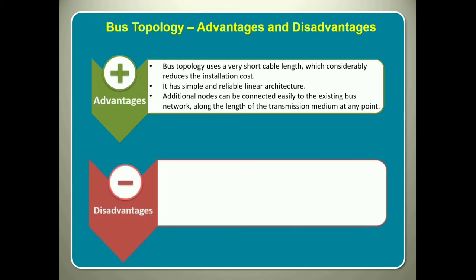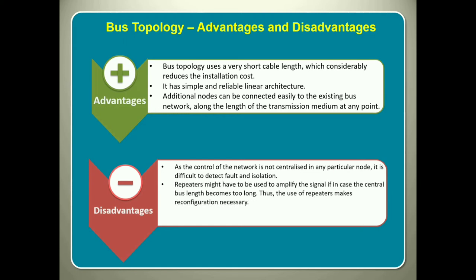Disadvantages of bus topology are: as the control of the network is not centralized in any particular node, it is difficult to detect faults and isolate them. Repeaters might have to be used to amplify the signal if the central bus length becomes too long. Thus, the use of repeaters makes reconfiguration necessary. There has to be some way of deciding who can use the network at any given time, since each node is directly connected to the central bus.